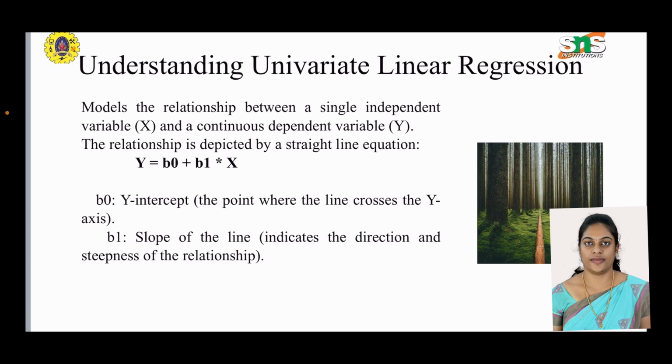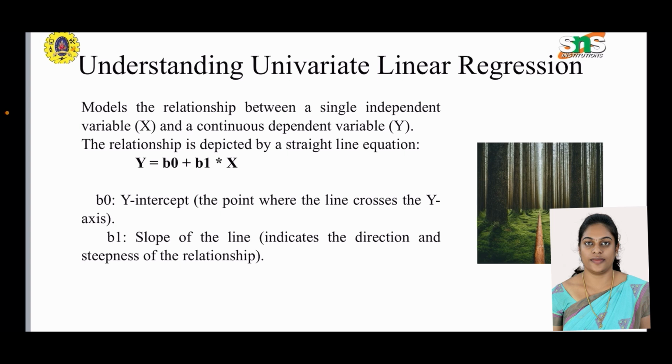Imagine you are a data scientist studying the relationship between house size, measured in square feet, and house price. Univariate linear regression helps model this connection using a straight line equation. The equation looks like this: y = b0 + b1 * x, where y represents the house price, which is the dependent variable, and x represents the house size, which is the independent variable.